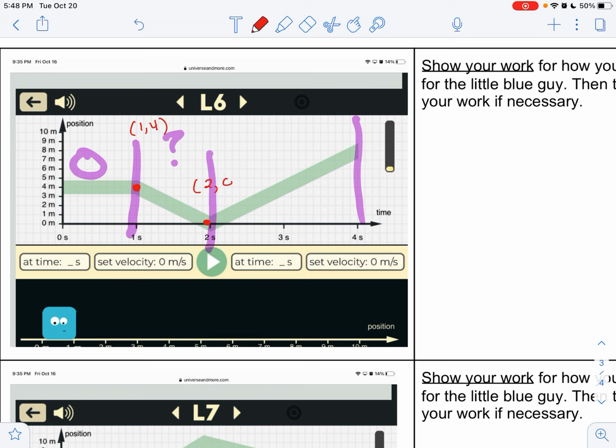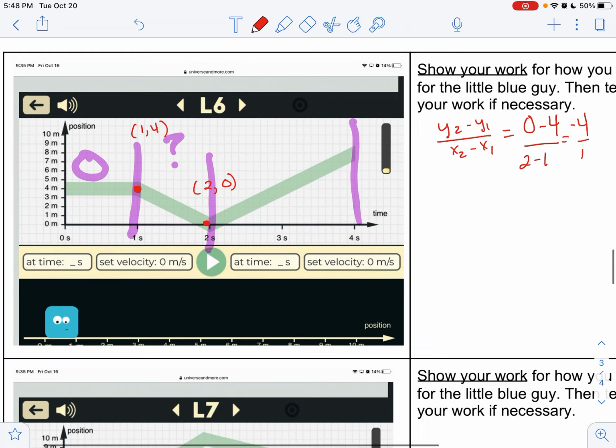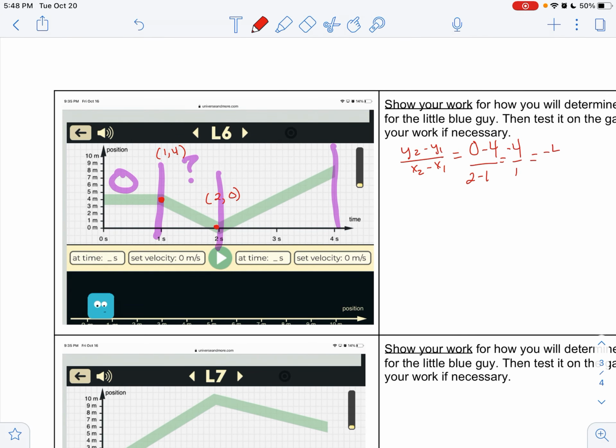and 2, 0 meters. So for this first slope, if I do y2 minus y1 over x2 minus x1, then I have 0 minus 4 divided by 2 minus 1, or negative 4 over 1, or a slope of negative 4. And that's in meters per second. The negative doesn't tell me anything is slow. The negative tells me the direction of that slope is the negative direction. Or for us in physics, that this little block guy is going to move in a negative direction.